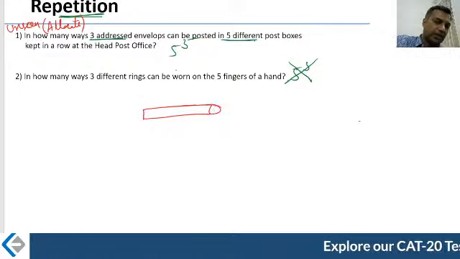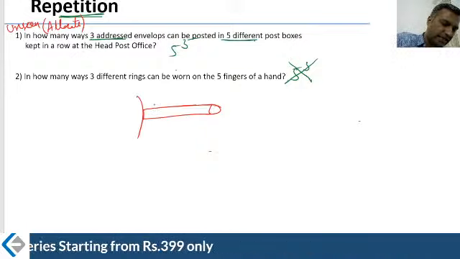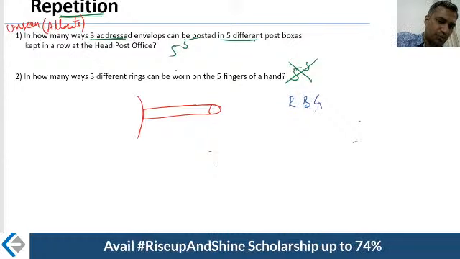On this particular finger, when you wear 3 rings, this is one of the fingers I'm talking about, guys. When you wear 3 rings, assume the rings are red, blue, and green. Let's assume that these are the colors.